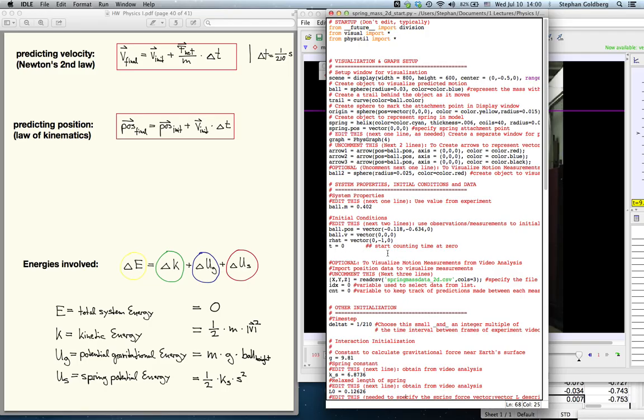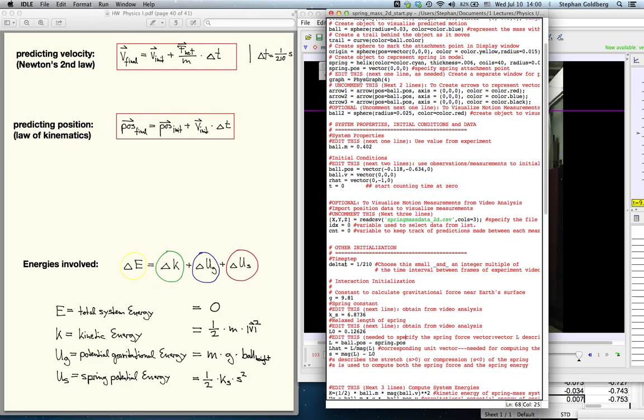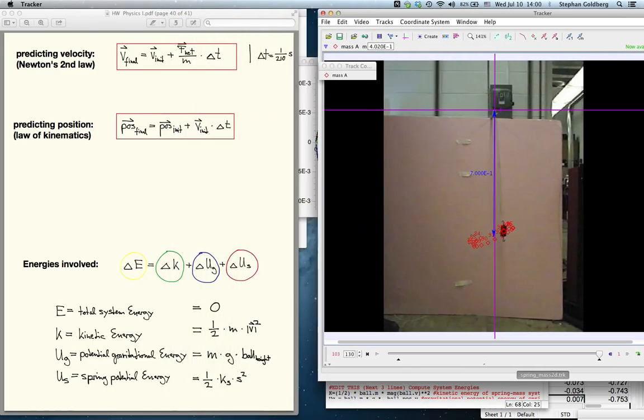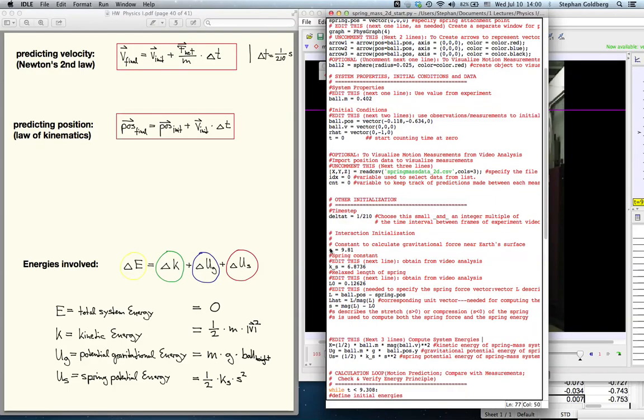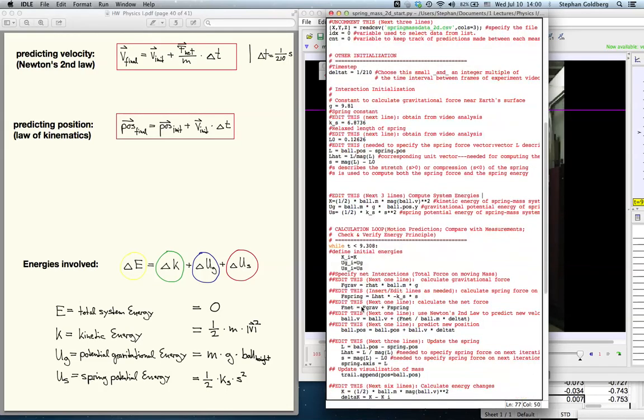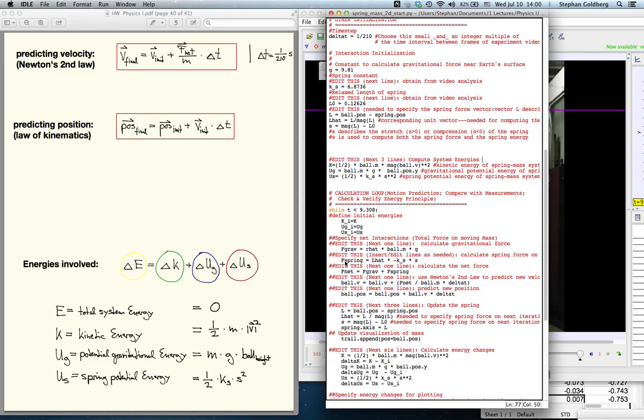So in the code we have the initial conditions here. I extracted the observational data here and put it in a CSV file so we can represent that in our model later on also. The delta t is here, little g, spring stiffness, relaxed length, and here we have our forces: gravity force, spring force, and net force right here. We predict using Newton's second law right here the velocity, and we predict the position with this formula.